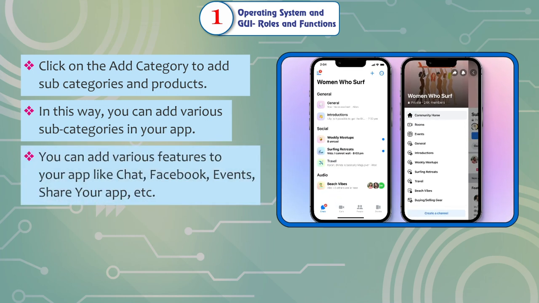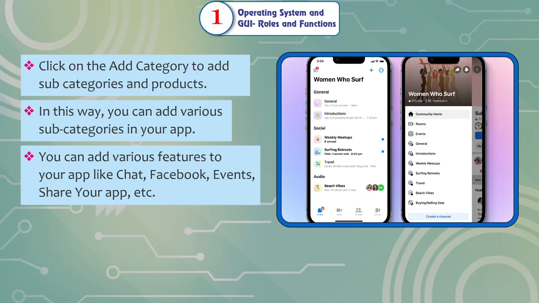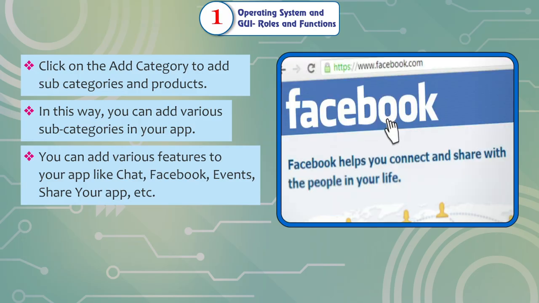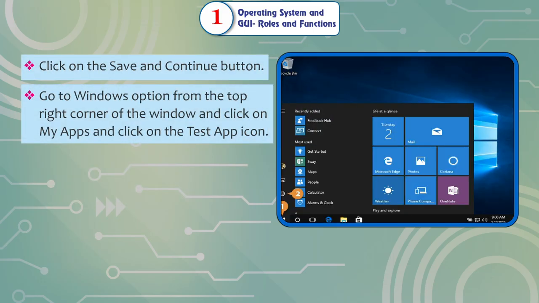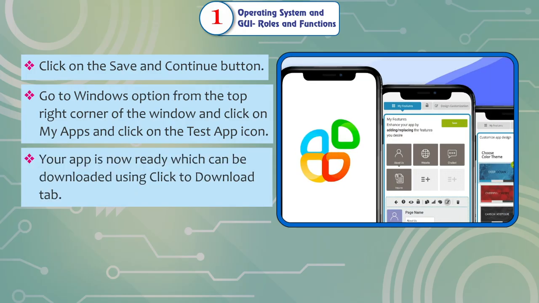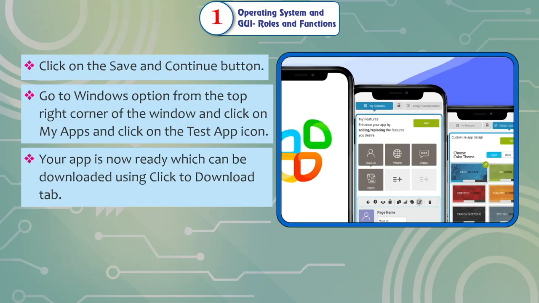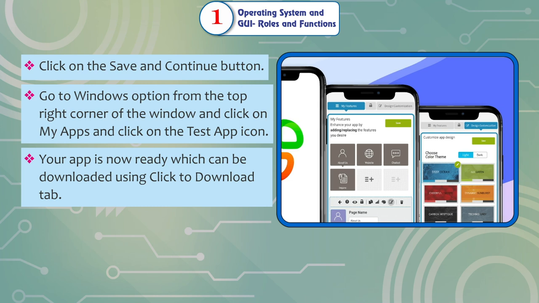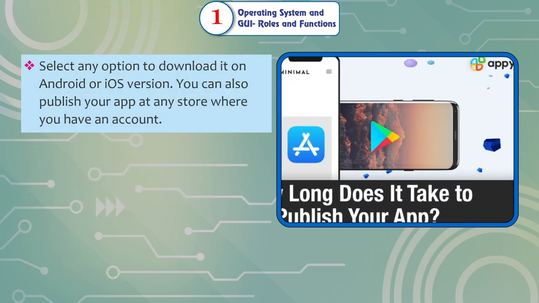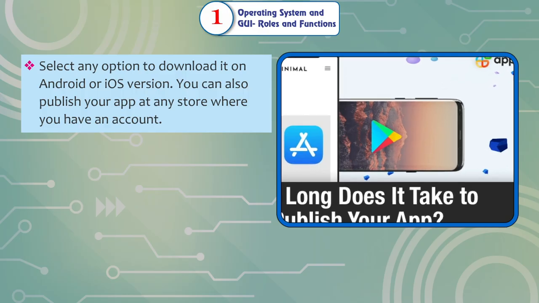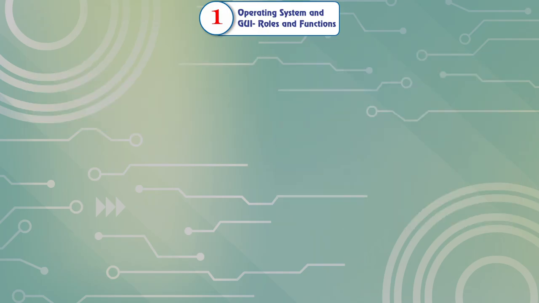You can add various features to your app, like chat, Facebook, events, share your app, etc. Click on the Save and Continue button. Go to the Windows option from the top right corner of the window and click on My Apps and click on the Test App icon. Your app is now ready, which can be downloaded using the Click to Download tab. Select any option to download it on Android or iOS version. You can also publish your app at any store where you have an account.